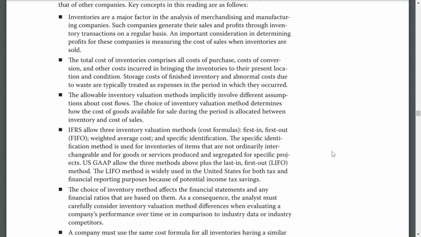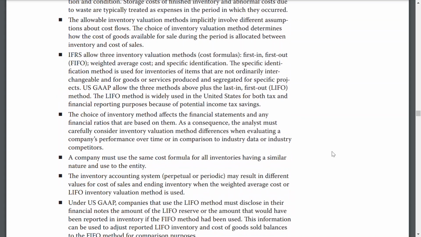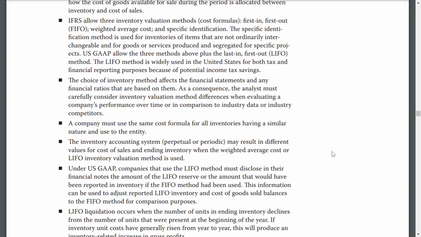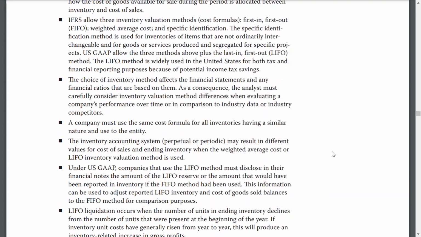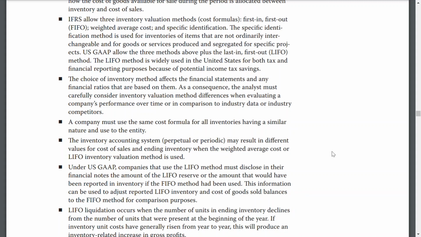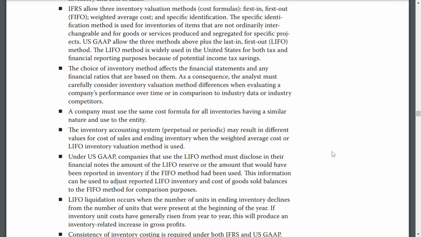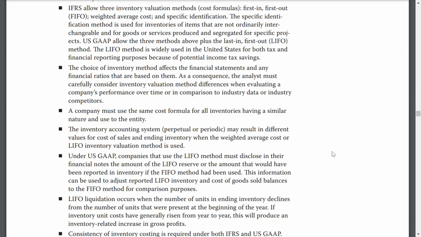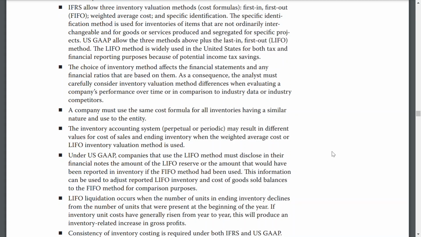IFRS allows three inventory valuation methods: first-in, first-out, weighted average cost, and specific identification. The specific identification method is used for inventory items that are not ordinarily interchangeable, for goods and services produced, and segregated for different projects. US GAAP allows the three methods above plus last-in, first-out, the LIFO method. The LIFO method is widely used in the U.S. for both tax and financial reporting purposes because of the potential income tax savings.